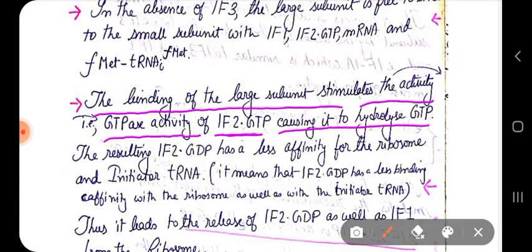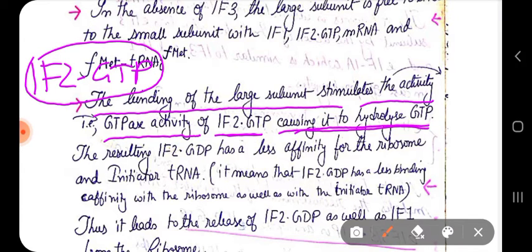When the large ribosomal subunit binds, the GTPase activity of IF2 activates. That means IF2 now causes hydrolysis of its own bound GTP. IF2 has been attached with a GTP molecule, but when the large ribosomal subunit binds, IF2 catalyzes its GTPase activity. It hydrolyzes this GTP molecule, and the resulting IF2 now has GDP attached.